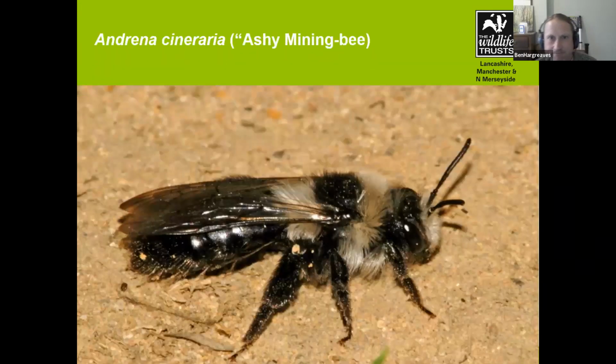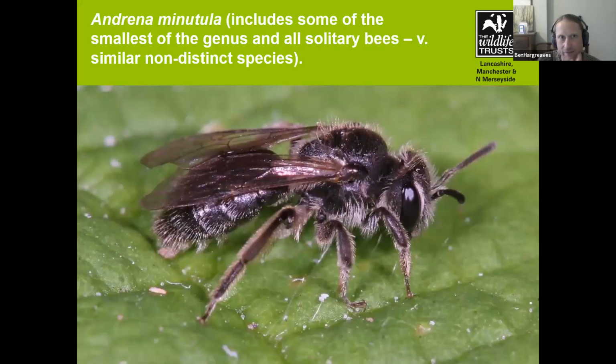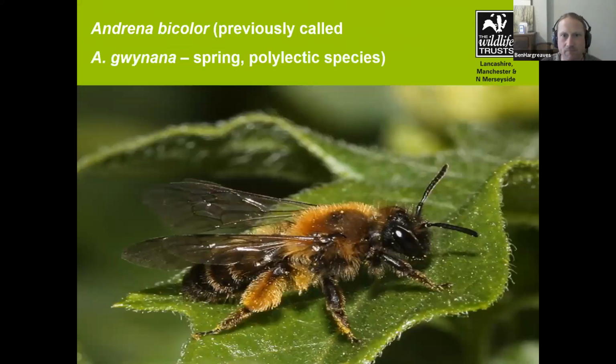Next slide, please. Ashy mining bee, very distinctive, especially when it's fresh and it's clean. It's got that sort of double band that almost resembles some of the bumblebees on the thorax, with the black band between the wing bases. Again, it's polylectic, slides a little bit later. Small Andrena minutula group, these are very, very hard to tell apart, so we can't really say much about them. Next slide, please. Another polylectic species, Andrena bicolor. It's widely polylectic. Next slide, please.